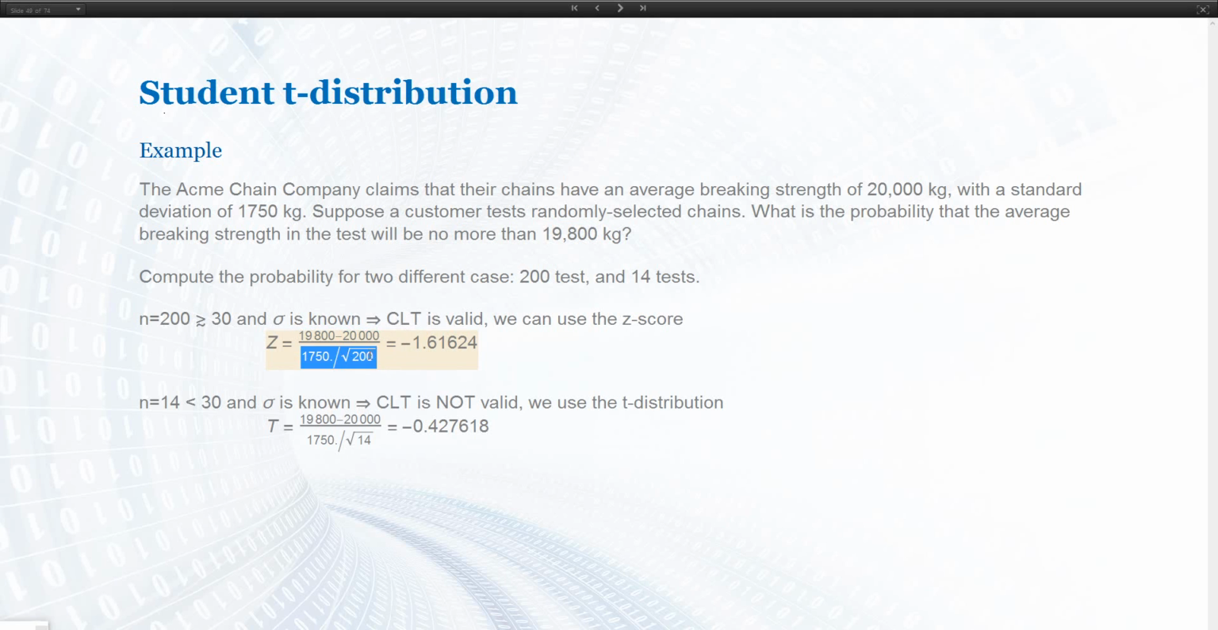And that's the standard error: the standard deviation, which is known from the population, divided by the square root of 200. That gives me minus 1.6.